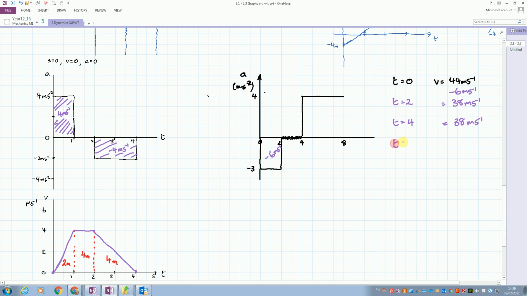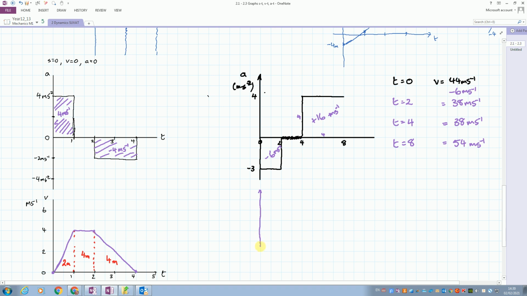And then going from 4 seconds to 8 seconds, again calculate the area. This is a 4 by 4, so that's 16, and that's increasing in meters per second. So that gets us back up to 4 by 4, 16, yeah, gets us up to 54 meters per second, and that's the speed at the end. You don't actually need to draw the velocity diagram for that, but we can, by knowing what's happened.